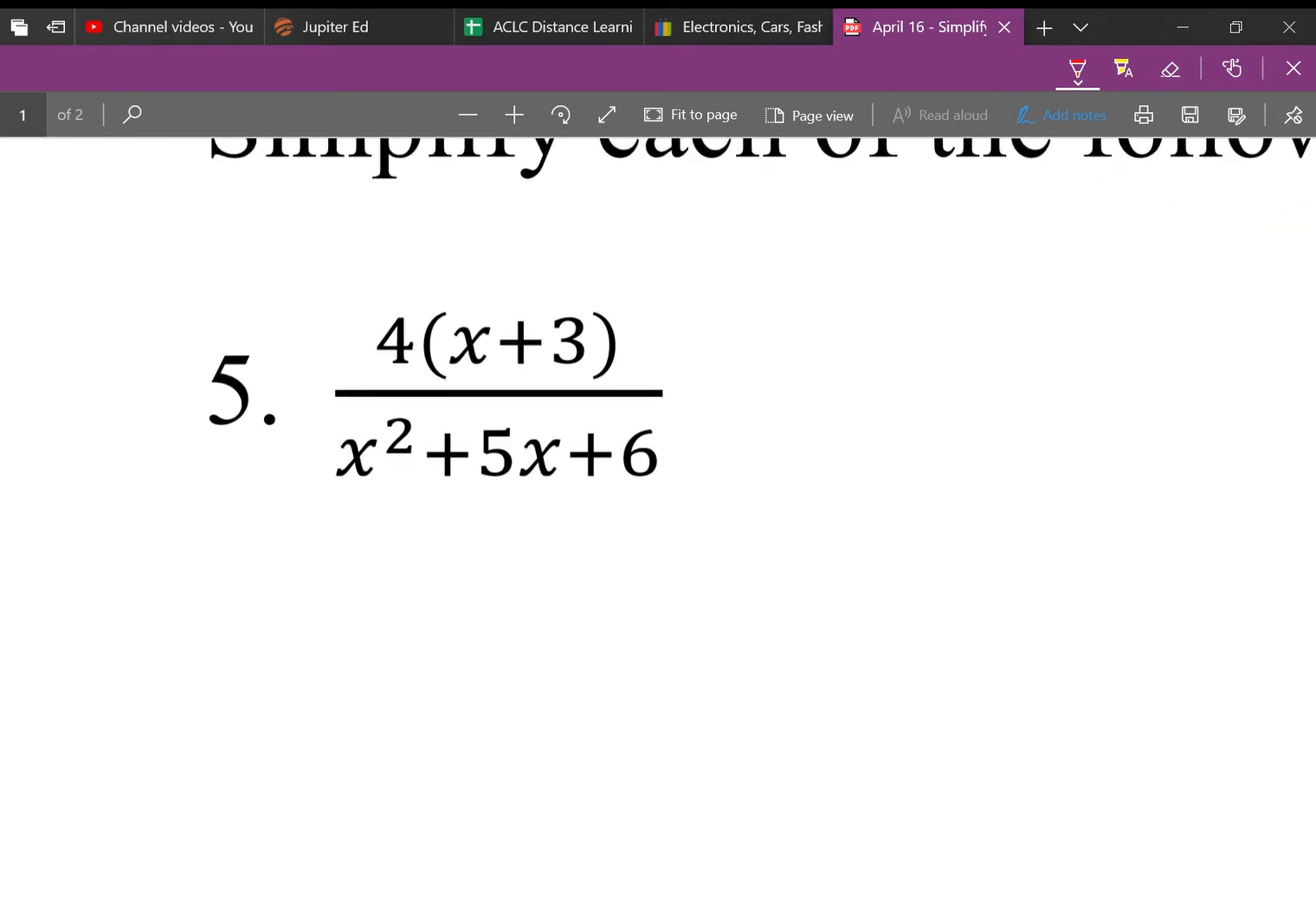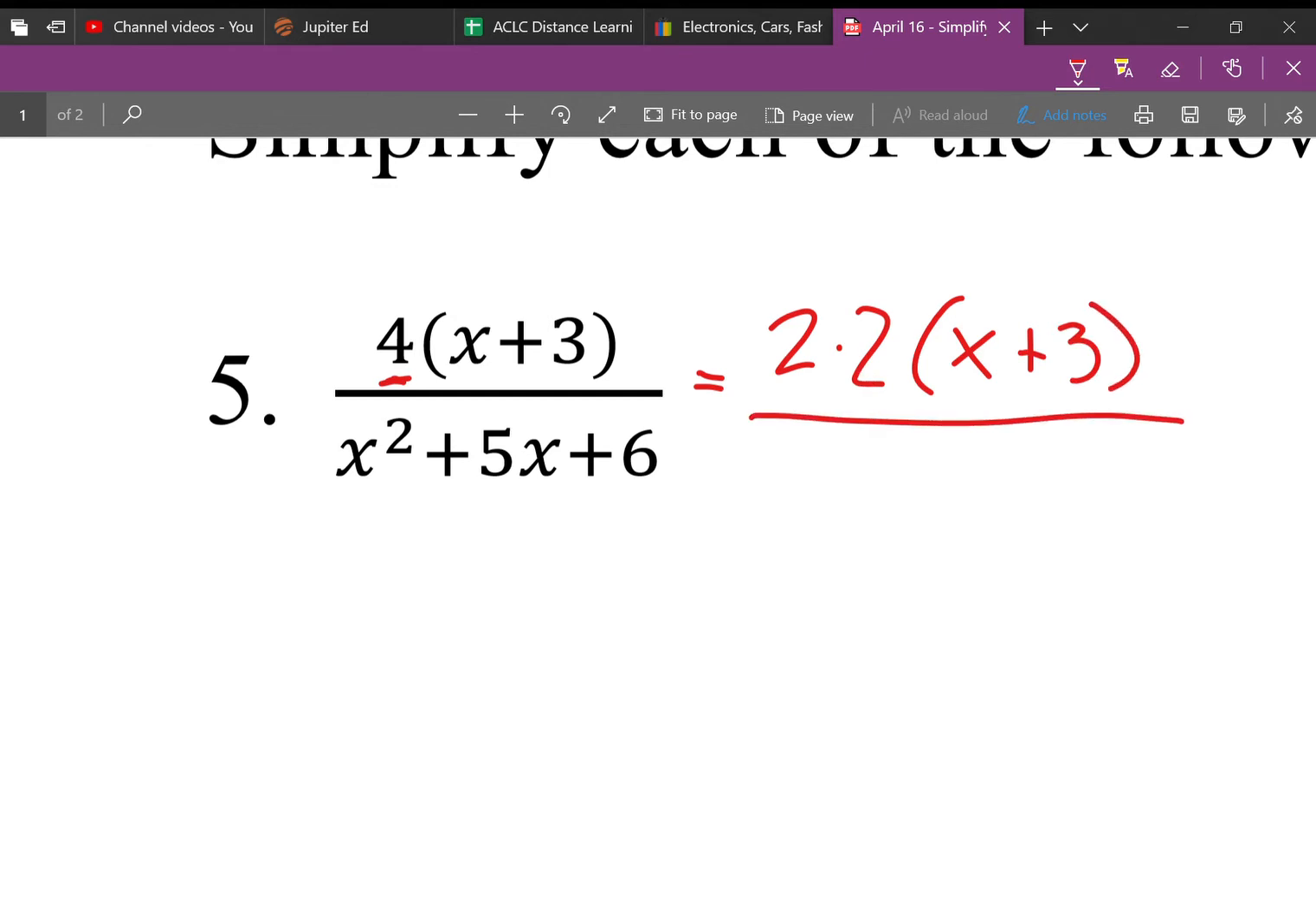Well, there's nothing I can factor out of x plus 3 here. That's what I mean by it's factored. Now I can still do something with this 4. 4 is equal to 2 times 2. So I can factor that, but then in terms of x plus 3, that does not factor at all.